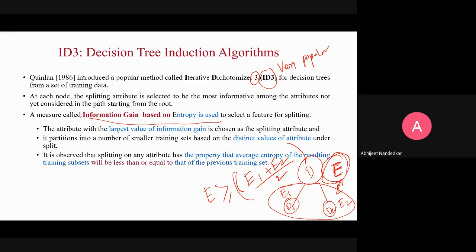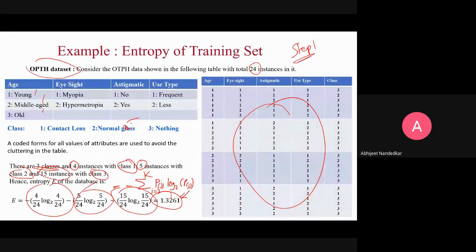So E1 plus E2 by 2 is always less than or at most equal to the entropy at the beginning. We have seen the entropy of the table here as 1.3. So if I start splitting this table into smaller tables, then the entropy of the smaller tables will be less than 1.3. That is what the meaning is.